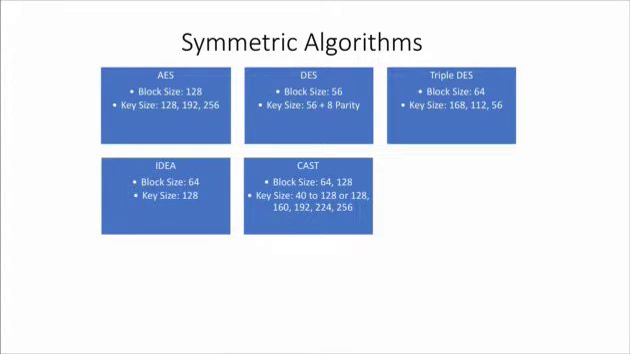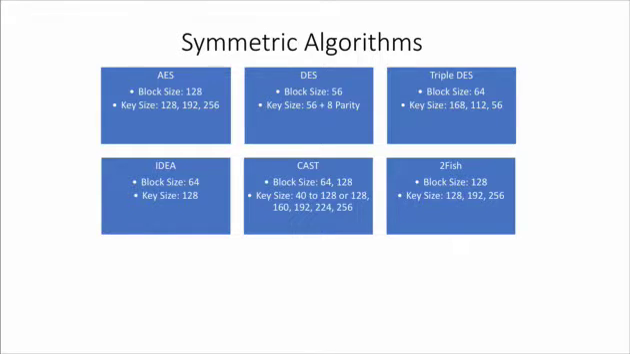CAST had two different versions. The first CAST had a block size of 64 and a key size of 42 to 128, so it gave you a variable key size length, which gave you a little bit of flexibility, so it could be from 42 to 128, any number in between. And then the newer version of CAST has a block size of 128 bits, and its key sizes are set at 128, 160, 192, 224, or 256.